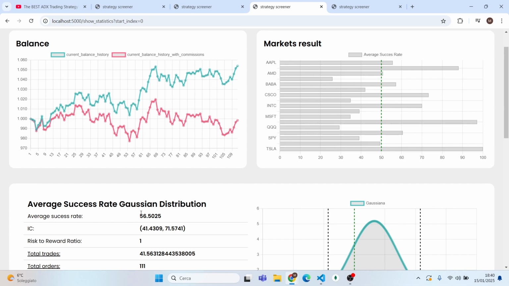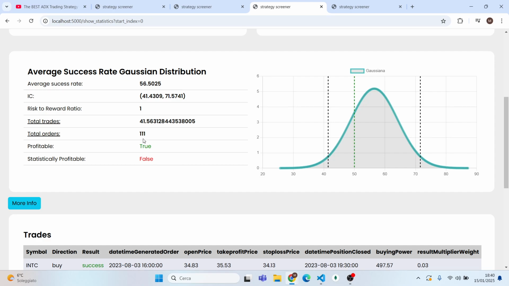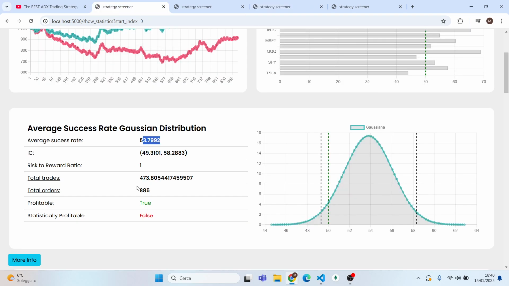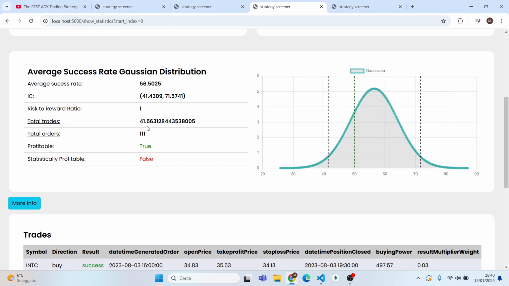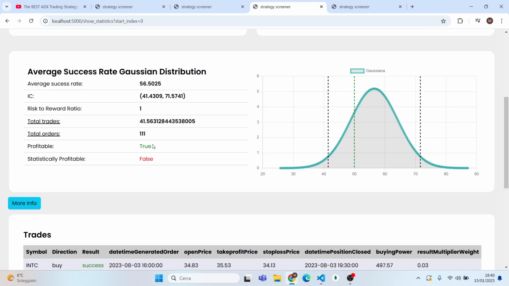Okay, as we can see, we obtained an average success rate of 56%. That is different from the 60% we would have expected, but definitely it's higher than before. But we have also lost many trades. As you can see, before there were 400 and more, now there are 41, so definitely not good. There are not enough trades to say that this strategy will be profitable, and you can also see from the Gaussian distribution that these results are not good.